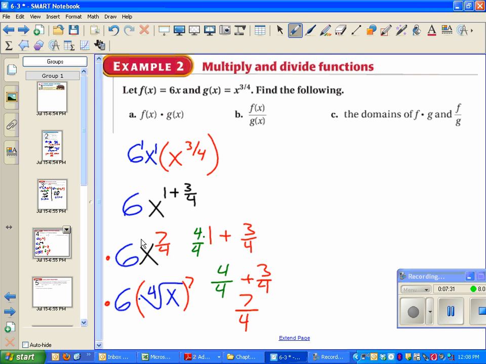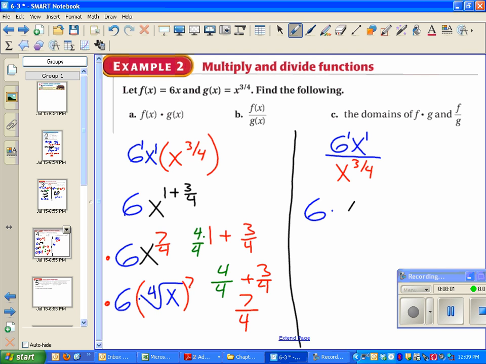All right, so for part B, we're dividing. So we have 6x, again, 6 to the first and x to the first, all divided by g of x, which is x to the 3/4 power. Right? So when I have the same base of x on top and bottom, I'm going to use the rule where I subtract exponents. So I still have 6, and then I'm going to have my same base of x, and my exponents are going to be subtracted. So now it's 1 minus 3/4.